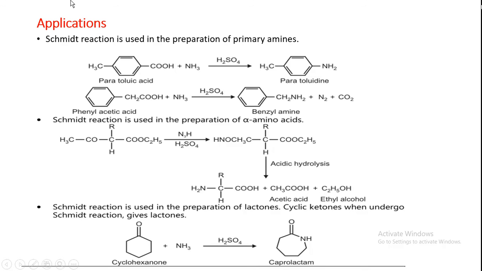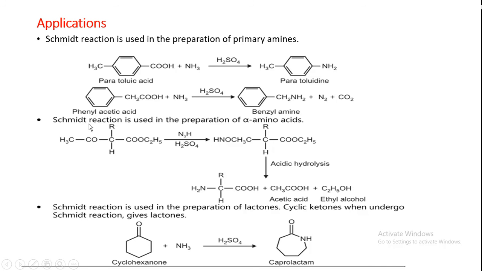Next, applications of this Schmidt reaction. Schmidt reaction is used in the preparation of primary amines. So you see para-toluic acid with NH3, it should be N3H, so it will form para-toluidine. Next, phenylacetic acid. Here it is given NH3, it should be N3H. Likewise with this one, N3H, so ultimately here it is benzylamine. So N2 and CO2 will come out.